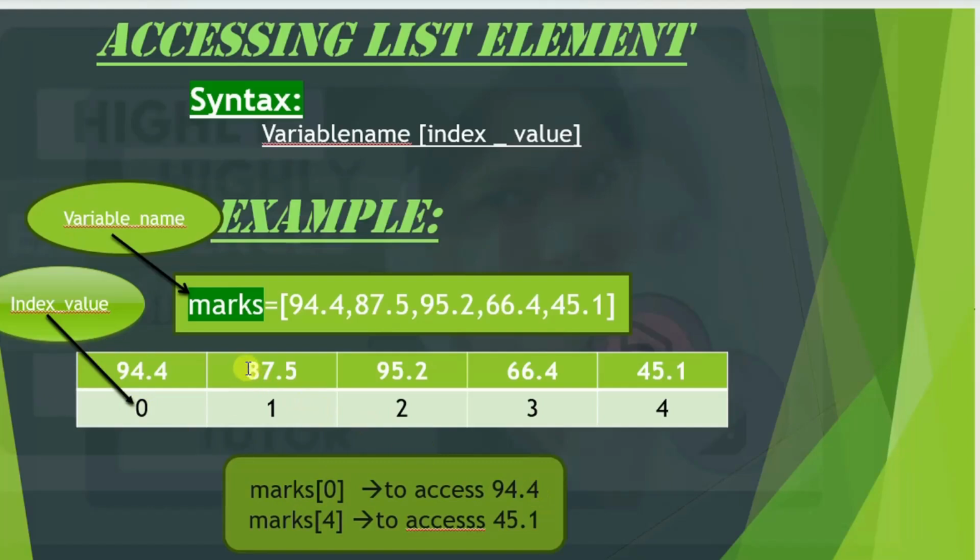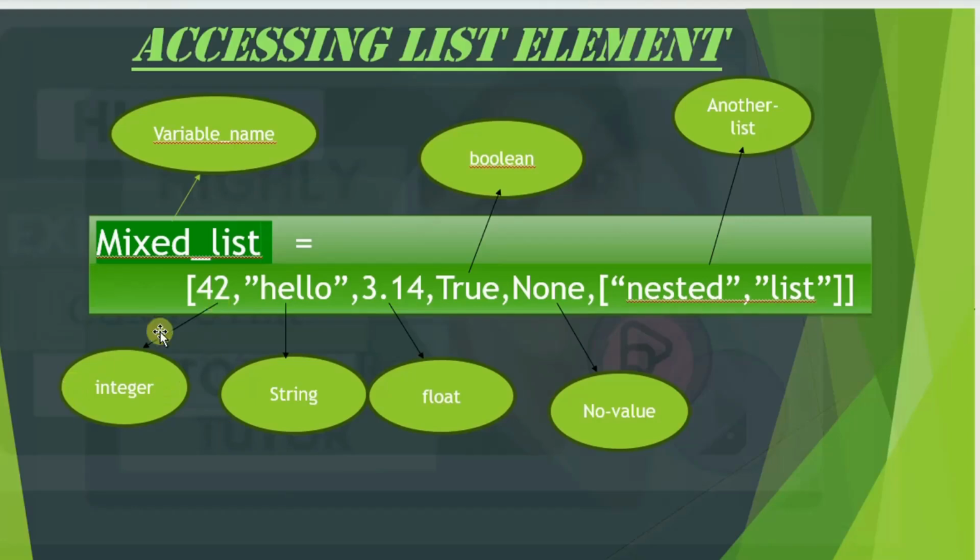In the same way, if I want to access 87.5, then at first we will write the variable name, which is marks, and that stores the whole list. So marks, and then I will write square brackets. Inside the square brackets, I will write 1. So when I write 1, it gives us the value 87.5. In the same way, if I want to access the last element, which has index 4, I will write the variable name and then the index value, which is 4. So it gives us 45.1. This was the mixed list. We have integer, string, float, boolean, no value, and another list.